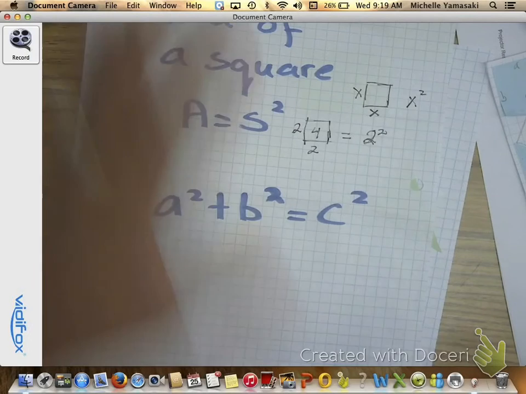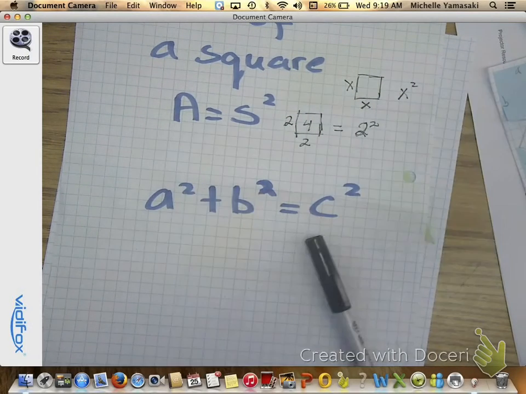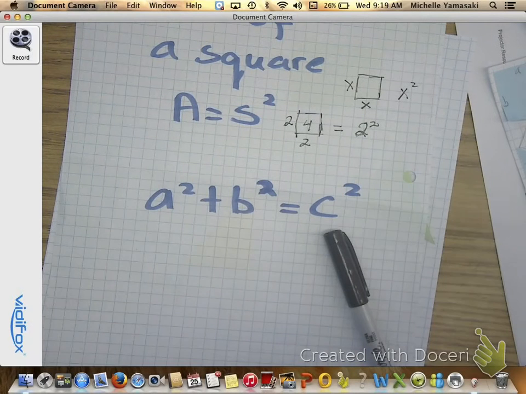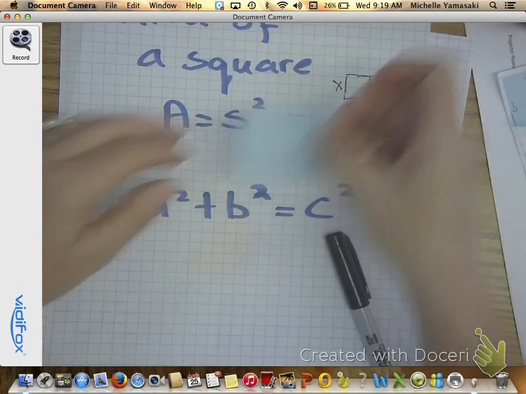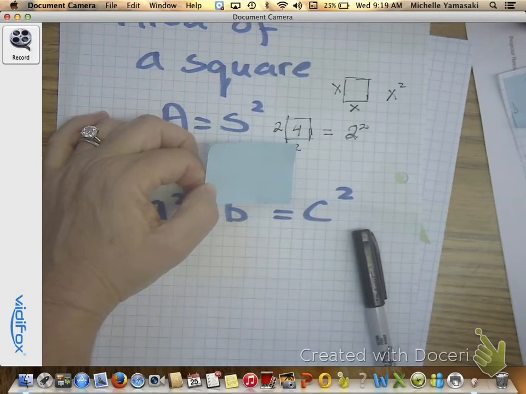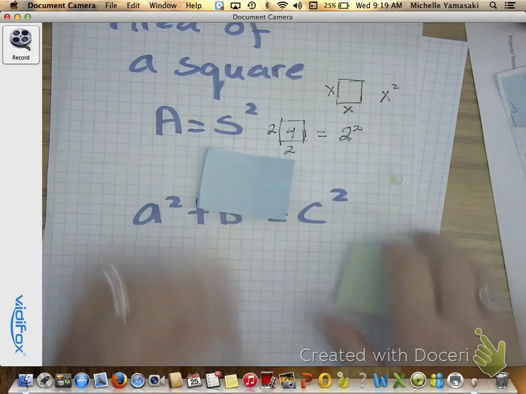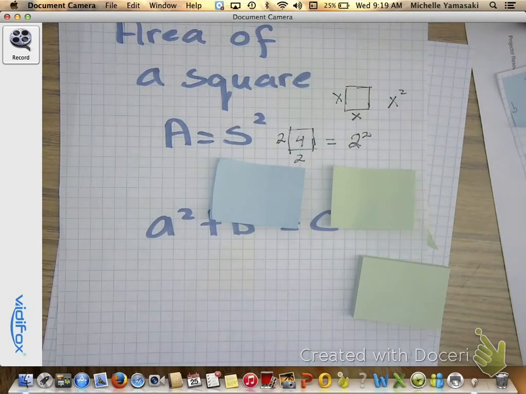Now, what I have given you is 2 tabs. You either have blue or green. I'm going to put that under the camera. If you have blue, your partner is going to be the person who has green. So you're going to be working with a partner, okay? Now, I have given you these, but these are rectangles actually. But a square is actually a rectangle, okay? So we're going to start with a rectangle.